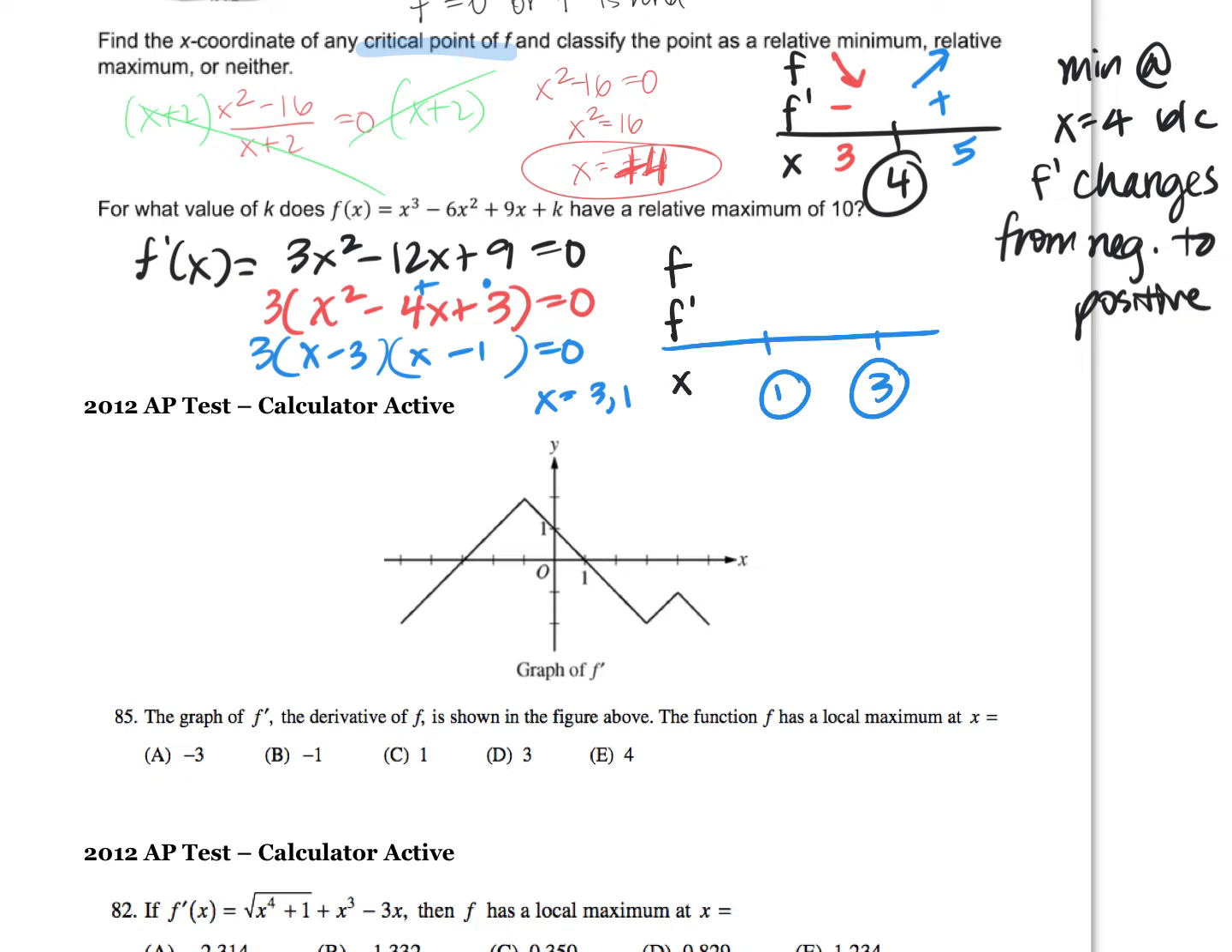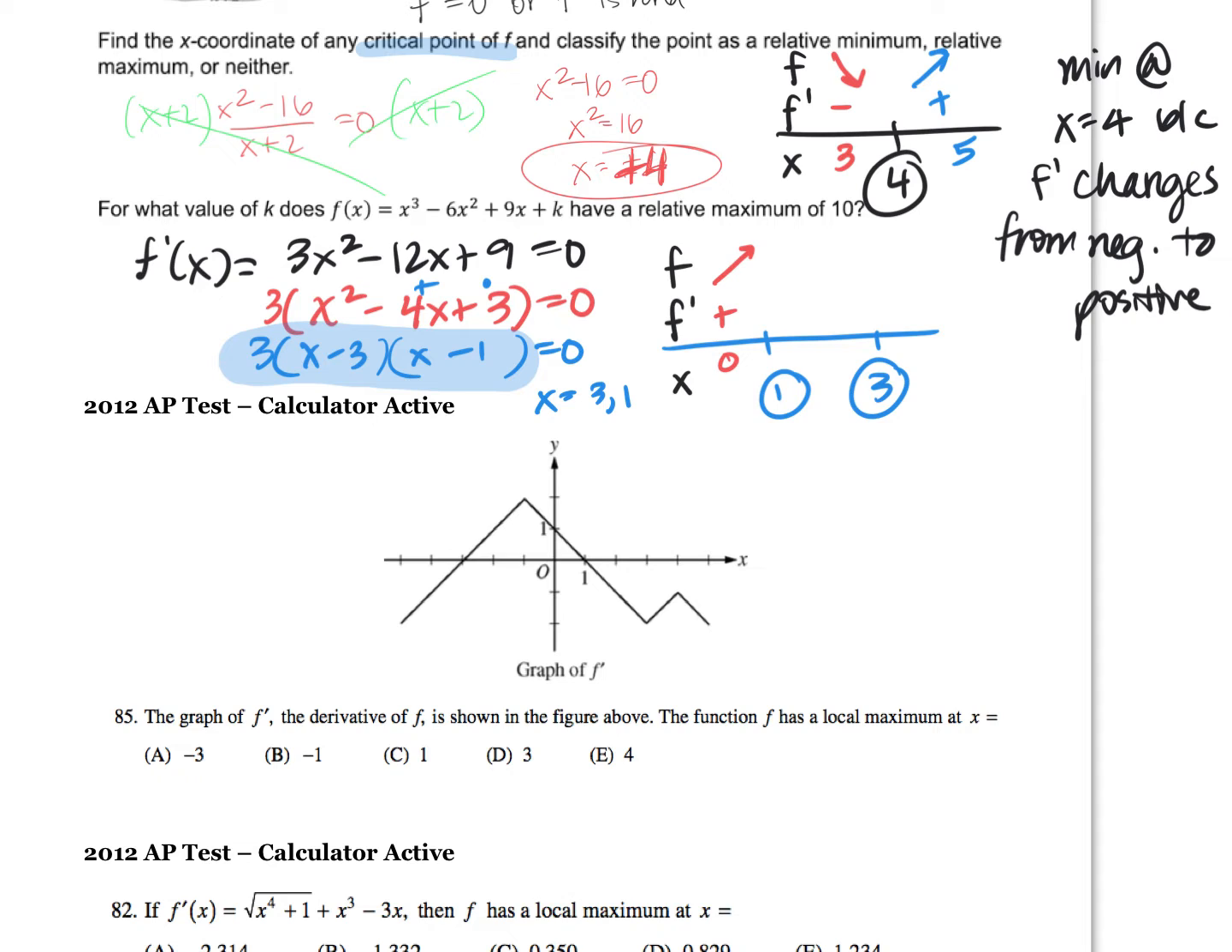Okay, what do we want to plug in less than 1? Sure, if I plug in 0, I like to go to the factored form of f prime, because then I don't have to get a value. If I plugged in 0 here, would this be positive or negative? Negative times negative is positive. I got f prime is positive there, which means that my function is increasing.